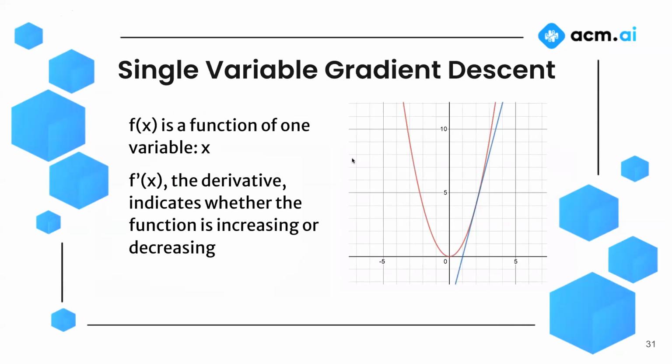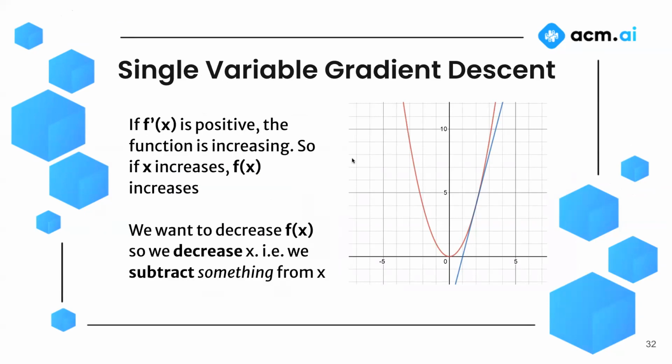We will start off with single variable gradient descent and then get into multivariable gradient descent. In this case, f of x is a function of one variable, x. And f prime of x is the derivative, which indicates whether the function is increasing or decreasing. We've been over all of that. So what does gradient descent exactly do? If f prime of x is positive, the function is increasing. If we were trying to find the minimum value and our function is increasing, do we want to keep going in that direction? No. So we're going to go in the opposite direction. And if f of x is decreasing, that is the direction that we want to be going in, because we are tending towards a minimum value.